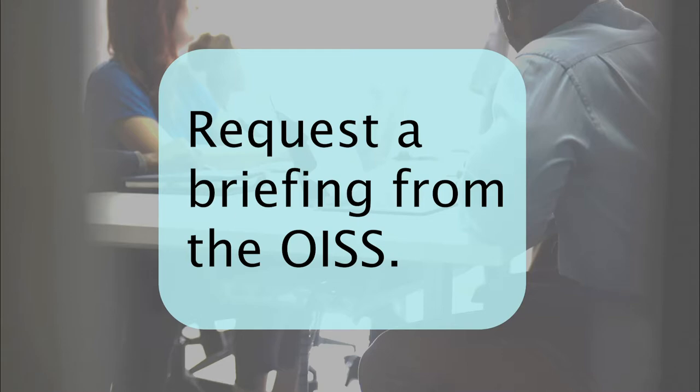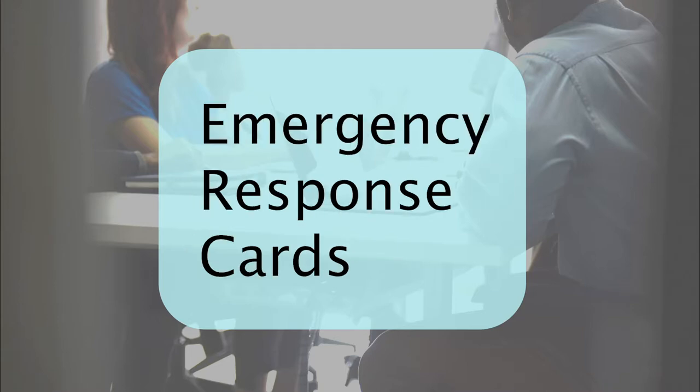Often, if you have specific questions about local conditions and risks, the Office of International Safety and Security can help you contact local regional security officers at local U.S. embassies and organize a briefing call with the Overseas Security Advisory Council within the U.S. Department of State's Bureau of Diplomatic Security.